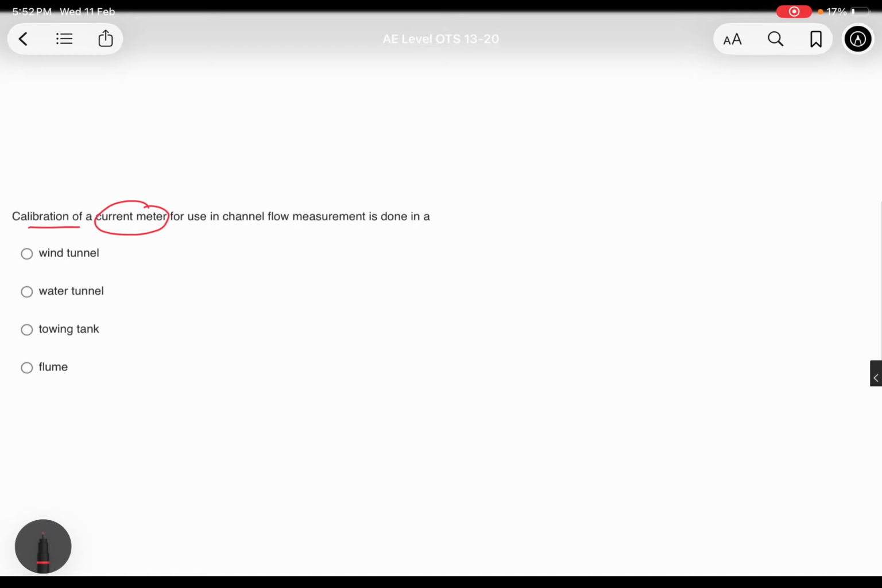Calibration of the current meter used in channel flow measurement is done in a towing tank.